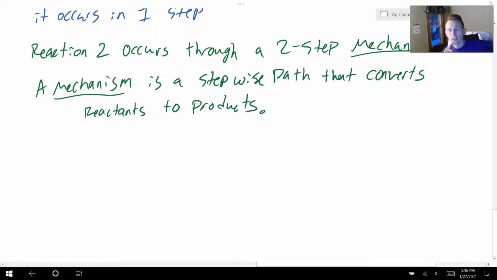And then the other thing that is worth noting is that it's kind of hard to tell in that simulation, or it might be for you, but the second reactions, those two steps, they actually occur at different rates. And the slower step is known as the rate determining step. We'll talk about that more later.